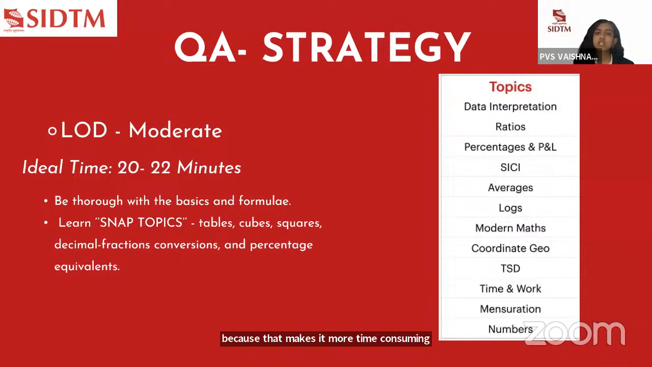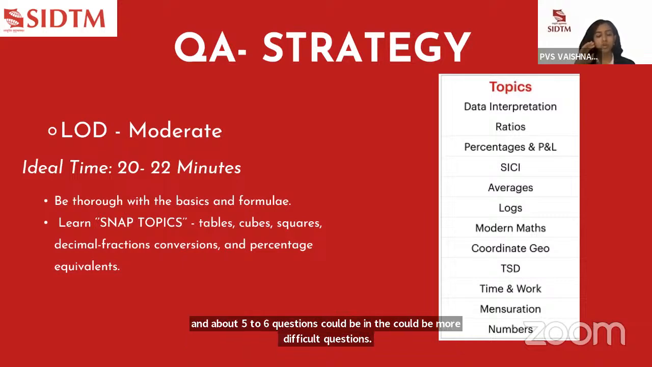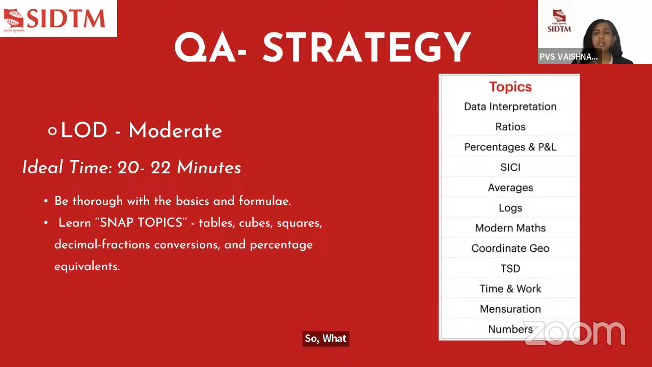Coming to the strategy for quantitative aptitude, the level of difficulty here is moderate, and the ideal time you should be allocating for this section is about 20 to 22 minutes. So out of the 20 questions that appear in the SNAP exam, about 15 of them are in the easy to moderate zone, and about 5 to 6 questions could be more difficult questions. So what you can do is, instead of spending a lot of time and effort on the 5 to 6 questions that are in the difficult zone, might as well solve the 15 questions that are on the easier side.